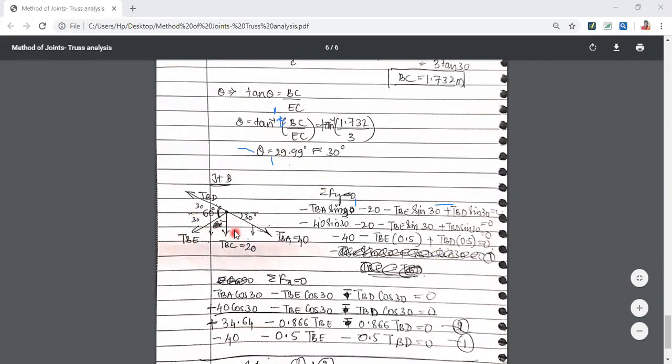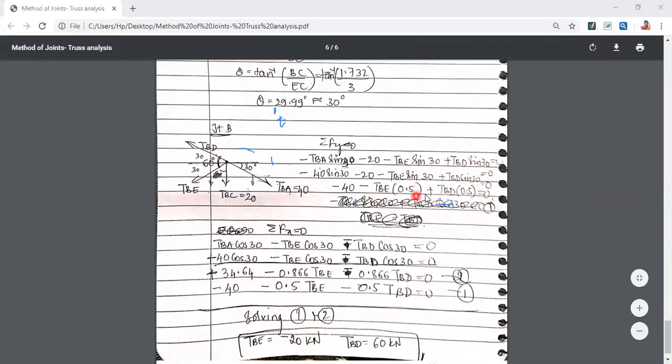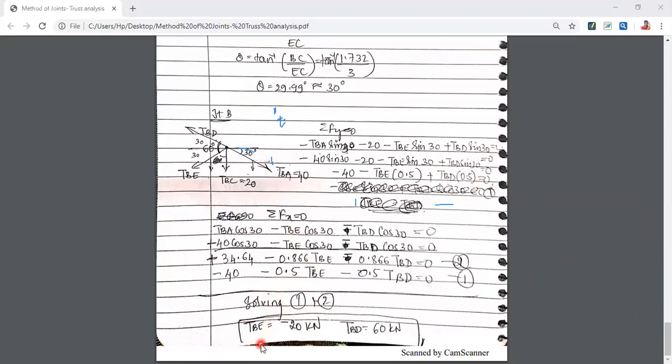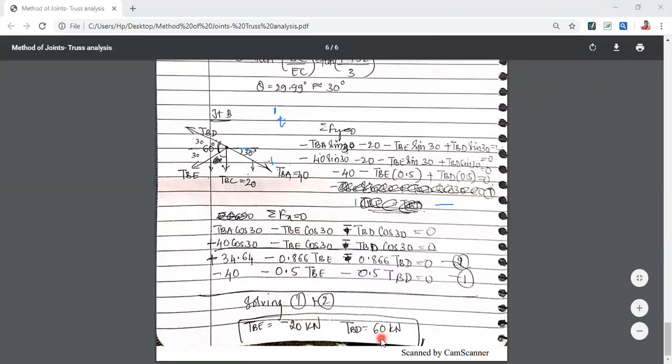Take summation Fy equal to 0. I have TBC 20 negative, minus TBA negative sin 30, TBE negative sin 30, TBD positive sin 30. Okay, written here positive. Substitute, you'll end up with one equation. Then take summation Fx equal to 0. TAB positive, TBE negative, TBD negative. Okay, this is positive, this is negative, and this is negative. Now this 40 comes from this equation. So for summation Fx, I get this equation, and this is your first equation. So solving 1 and 2, we will get the values of the two unknowns TBE and TBD.